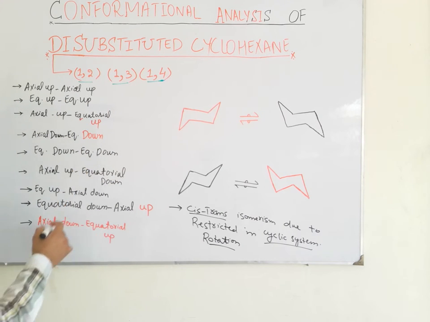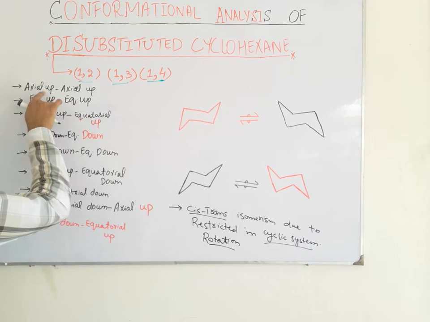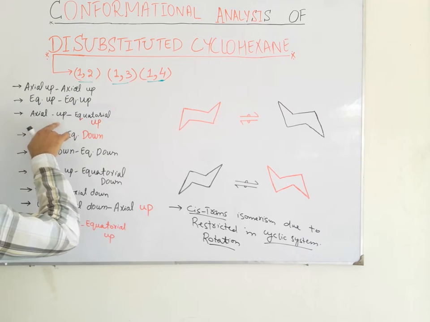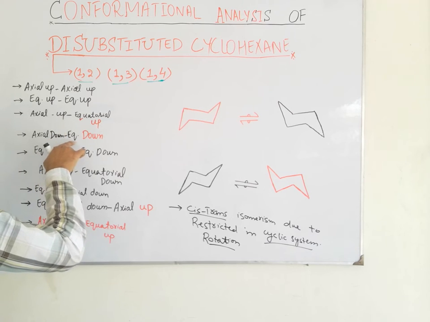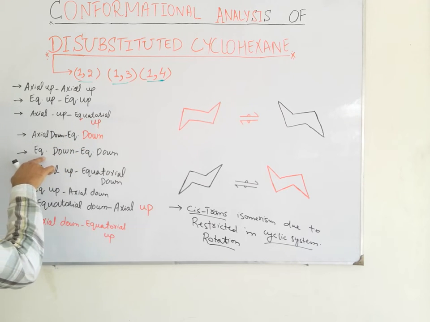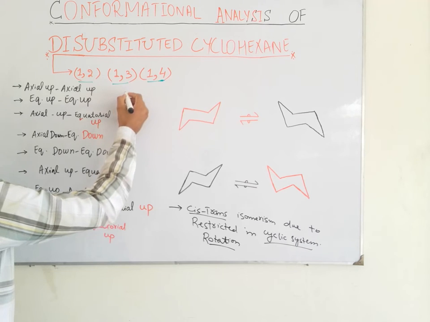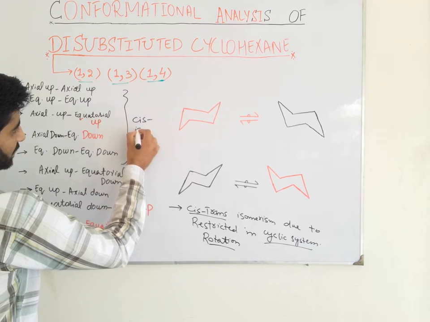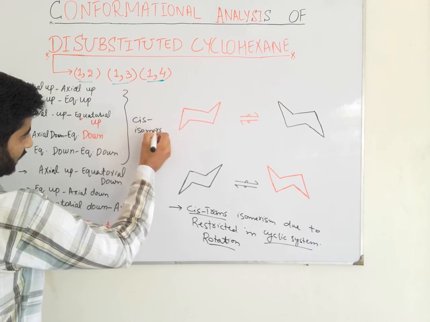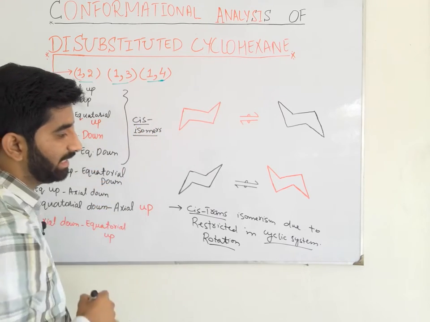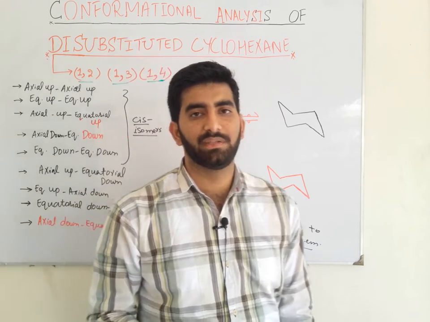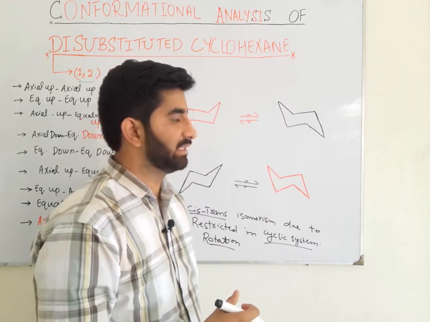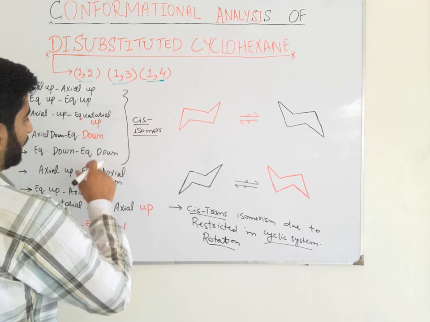Here you can see if the bonds are axial up and equatorial up, equatorial up and axial up, axial down and equatorial down, equatorial down and equatorial down, then we assign them as cis isomers. Simply, if both the groups are in the upward direction or both in the downward direction, we assign them as cis isomers.